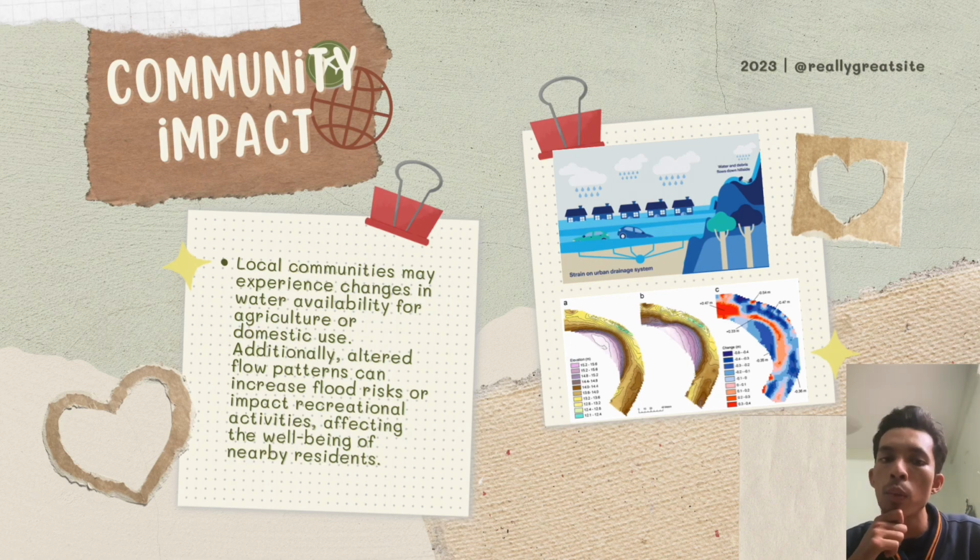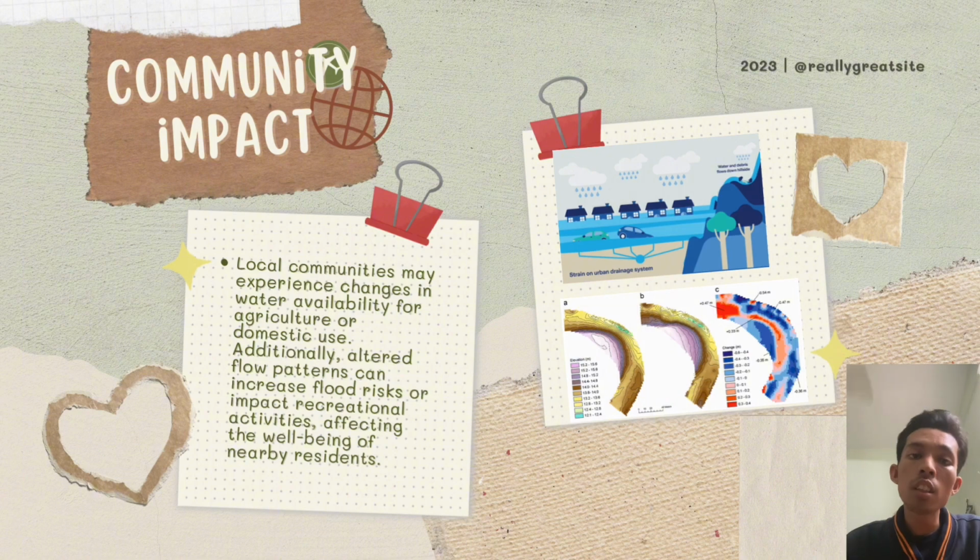An example of this could be a dam construction project that alters the natural flow pattern of a river. If the dam is not properly managed, downstream communities may face a change in water availability for agriculture or domestic use. Moreover, the change of flow pattern could increase the risk of flood. It can cause a flood in a certain area and can impact the well-being of residents and affect recreational activities along a riverbank.